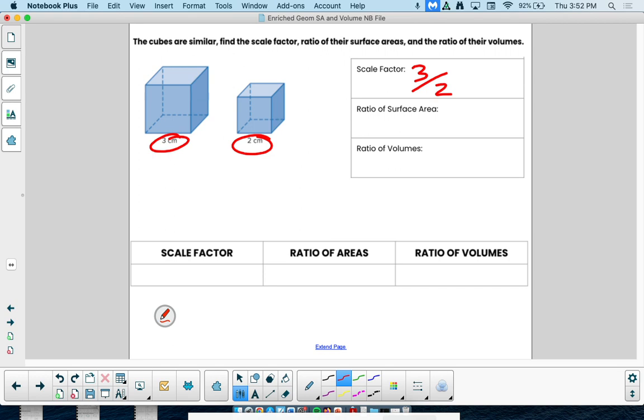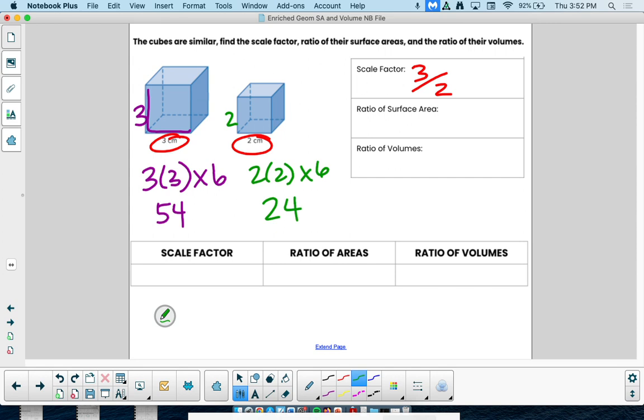Now, surface area, you guys remember finding the areas of all the different sides and adding it up, right? A cube is pretty simple because all your sides are the same. If I'm looking at this cube, it's 3 times 3, and we have 6 of them. So 3 times 3 times 6 is 54. Similarly with our smaller cube, 2 times 2, and there's 6 of those. So our surface area is 24. If we write our ratio of our surface areas, 54/24 reduces to 9/4. Okay.